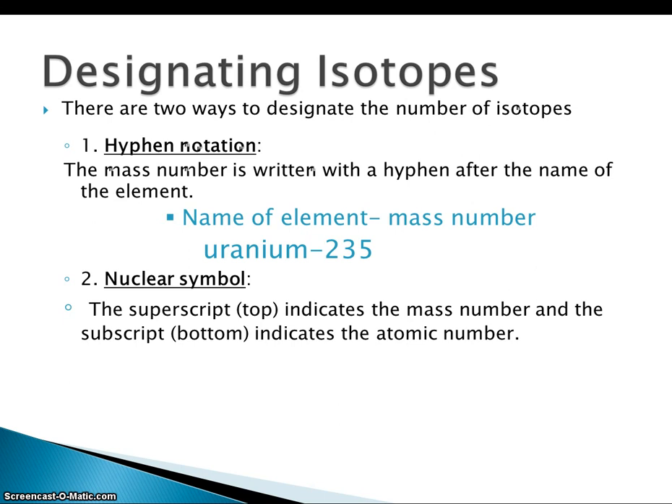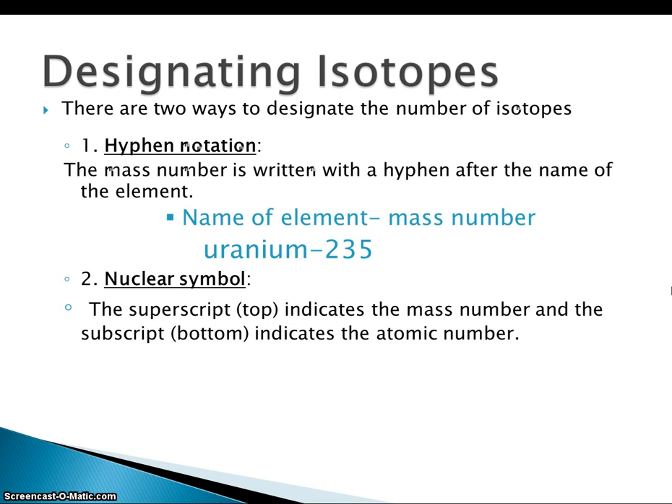Now, what you're going to need to know is how to designate isotopes, so how to write them. And there are two general ways to do this. The first way is called the hyphen notation. In the hyphen notation, the mass number is written with a hyphen after the name of the element. So, for example, you take the name of the element, like you see here, uranium, dash its mass number, not its atomic number, its mass number, the number of protons and neutrons. So uranium-235.